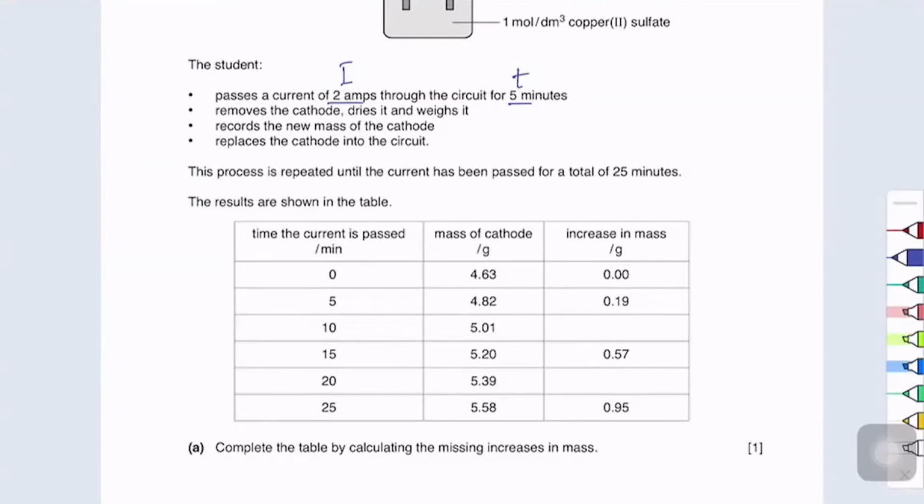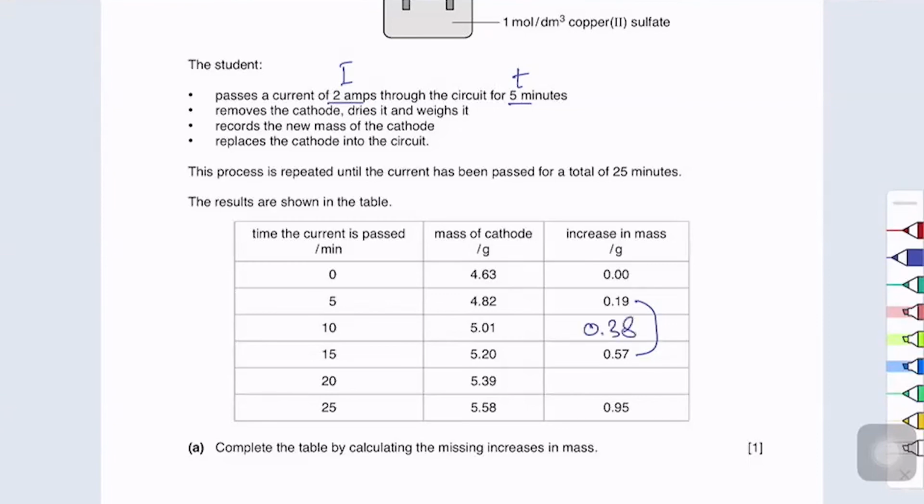In fact, 25 minutes. Wow. So they're getting more and more and more. Complete the table. So all you have to do is look at the changing things. So this increased by 19. So I'm guessing this would be an average of that. So what I'll do is I'll add 0.57 and 0.19 and divide them by 2. Okay, so 0.57 plus 0.19 divided by 2, that is 0.38.